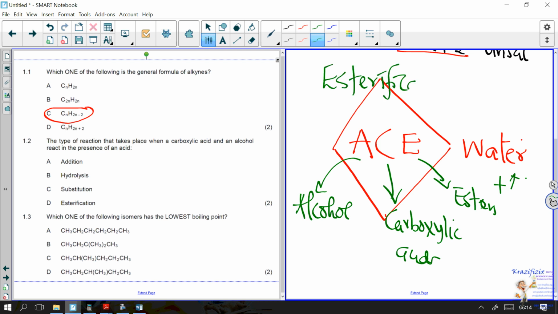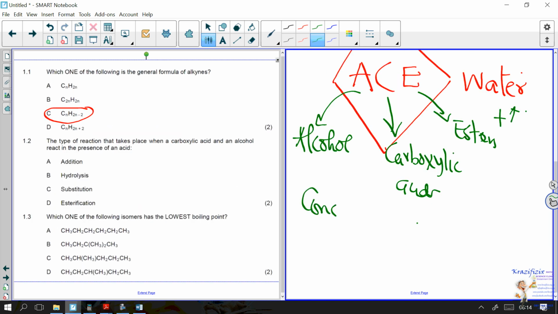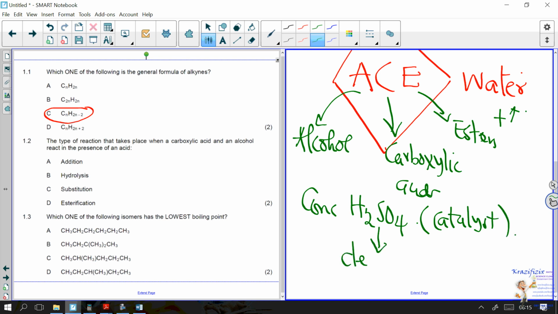And this is called esterification. All right, let's just quickly do something here. Esterification. In the presence of what? Concentrated sulfuric acid, which acts as a catalyst. And this is suitable because it's a dehydrating agent. It's a strong dehydrating agent. So that's a short class there on esterification. So correct answer is D.